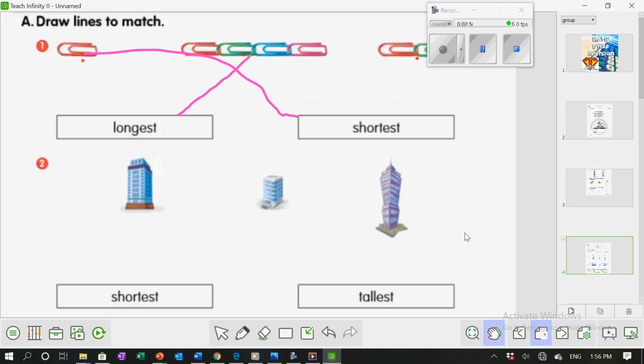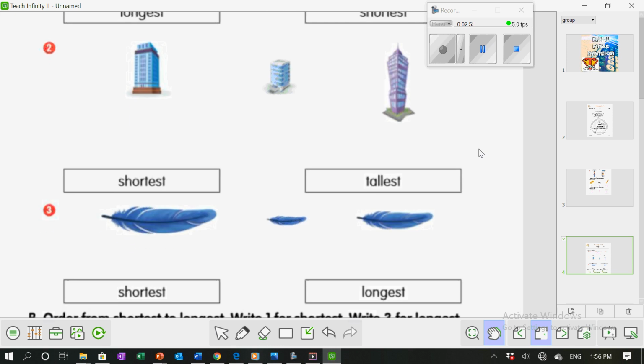Let's see here. For the building, which one is the shortest? Excellent. The second one. Where is the tallest? Perfect. The third one. For the feather, where is the shortest? Excellent. The second one. Where is the longest? Excellent. The first one. Can you see the first one is the longest?